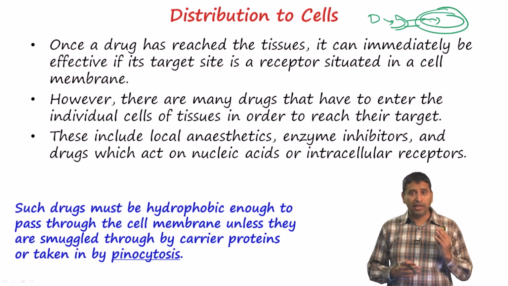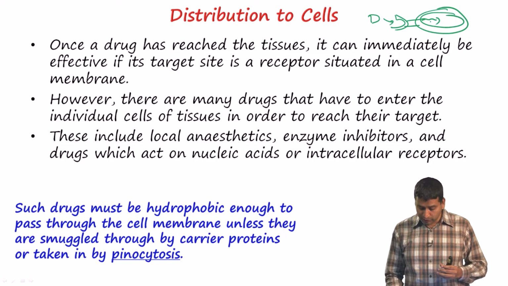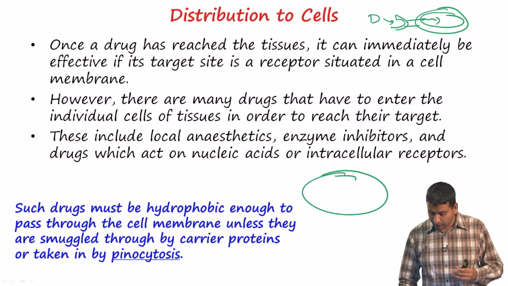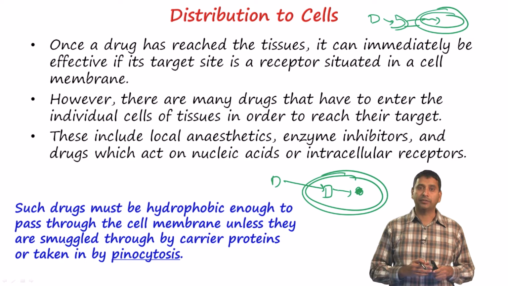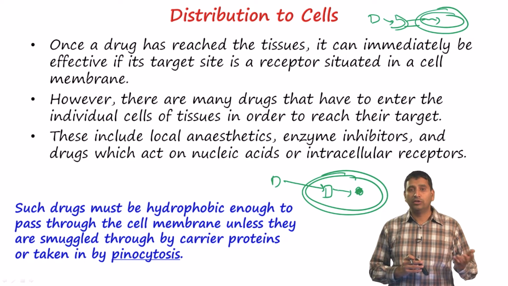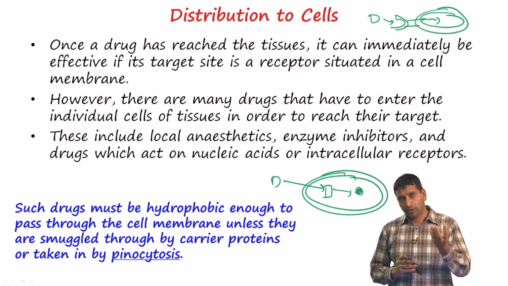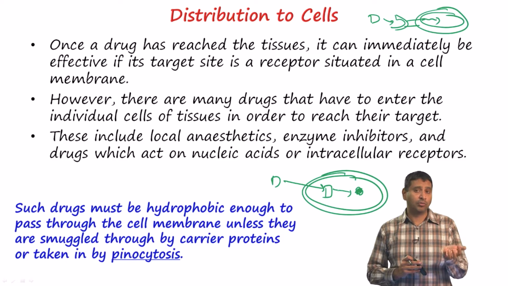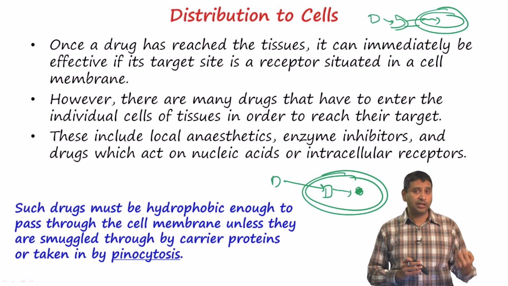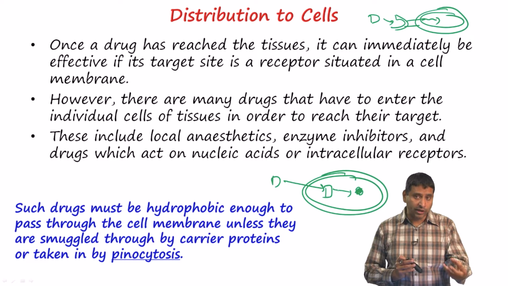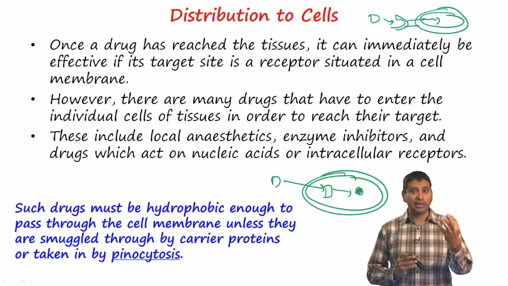But there are many drugs that have to enter the individual cells of these tissues in order to reach their targets. Let us say the target is here, the drug has to get across this membrane and then act on its target. Some of these include local anesthetics and enzyme inhibitors, because enzymes are present within the cell. If you design a small molecule as an inhibitor of an enzyme, then it has to get across the cell membrane, hit the enzyme, bind to it and then inhibit it.